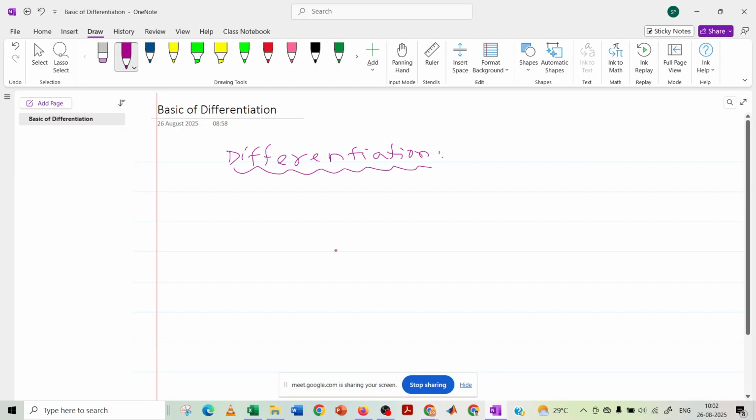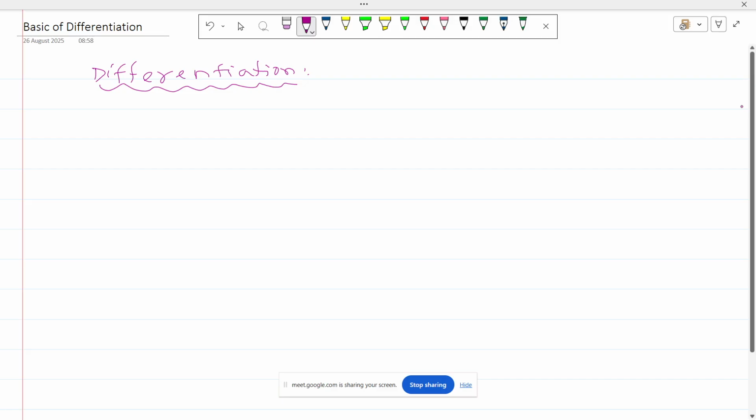Now we can see the basic differentiation. In the basics of differentiation, first we have to see what is meant by differentiation. In the chapter we discuss the concept of derivative and related concepts: what is meant by derivative, what the basic formulas of derivative are, and what tools there are to develop these basic concepts.